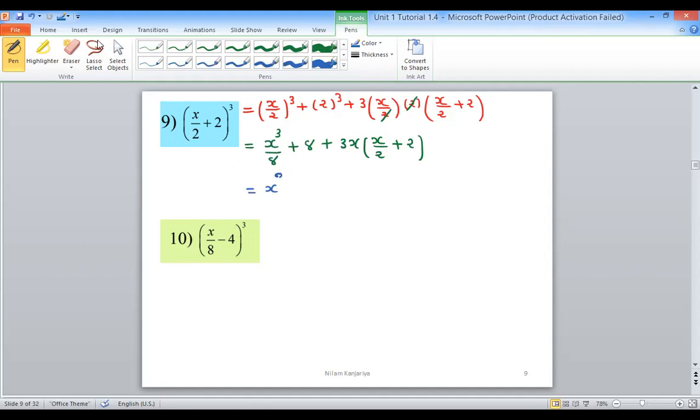This is x raised to 3 upon 8 plus 8. This 3x is multiplied by the given bracket, 3x into x by 2. This is 3x square by 2, that's 3 by 2 x square. Plus 3x into 2, this is 6x. That's your answer. Compare your answer with it.